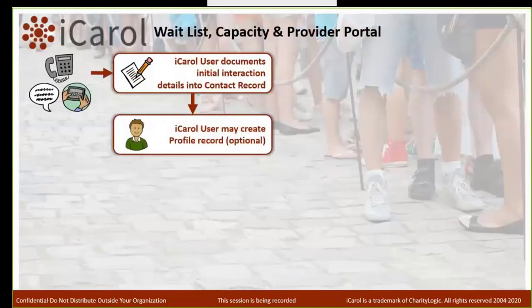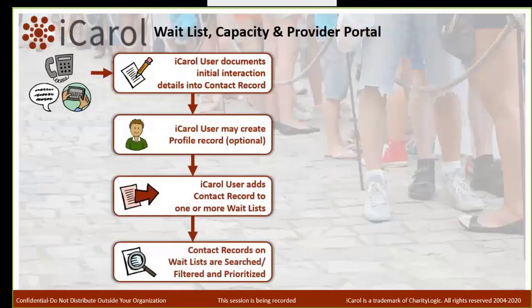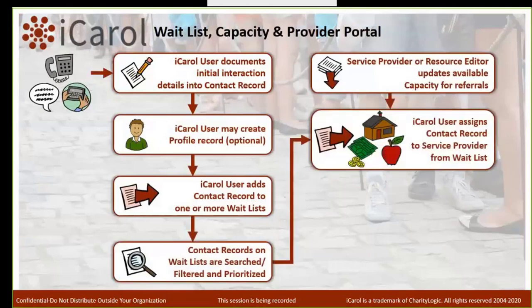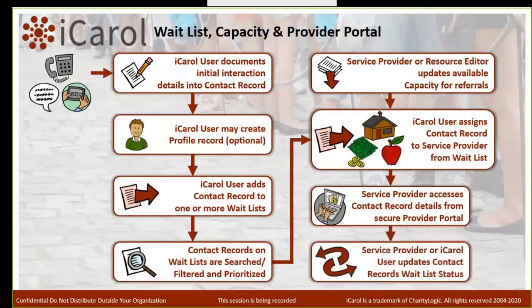The waitlist capacity and provider portal allows you to create contact records in iCarol, add those contact records to one or more waitlists, prioritize waitlists so that those who need services are referred first according to your business rules and how you configure that priority. Assign your contact records to a service provider with available capacity to take that referral so that that person isn't waiting until they're on another waitlist at that provider. And finally, to securely share your contact record data that you've collected with your service provider directly. So it creates that secure way to share data with those providers.